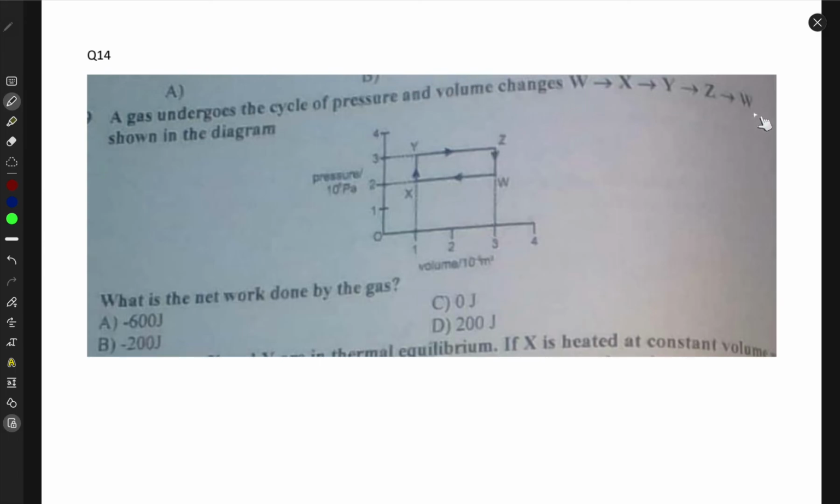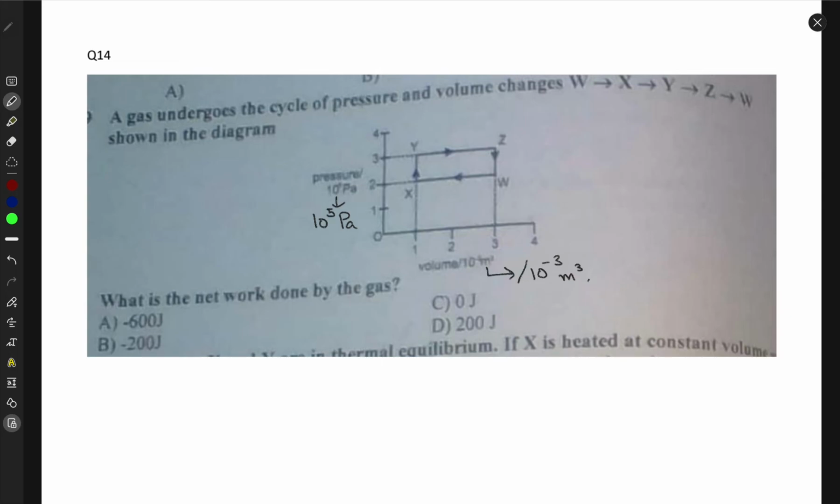W to X to Y to Z to W back again. And it is shown in this diagram as this, where we have pressure over here and we have volume over here, right? The volume numbers are not quite visible. This is given as into 10 raised to power of minus 3, right? And pressure is given as 10 raised to power 5 pascals, and this is meters cube.